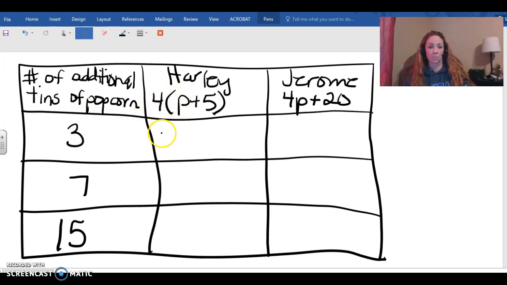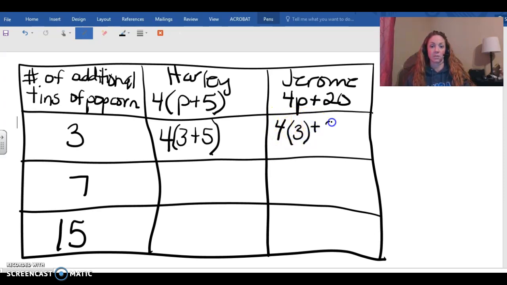So if we have 4 times P plus 5 with 3, that's 4 times 3 plus 5, and 4 times 3 plus 20. Let's see if we get the same answer. So in here, 3 plus 5 becomes 8. So 4 times 8 equals 32. Over here, 4 times 3 equals 12. 12 plus 20 also equals 32.